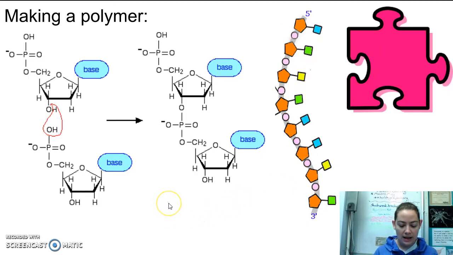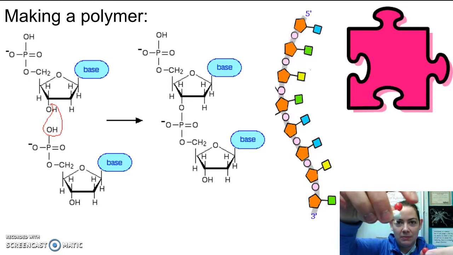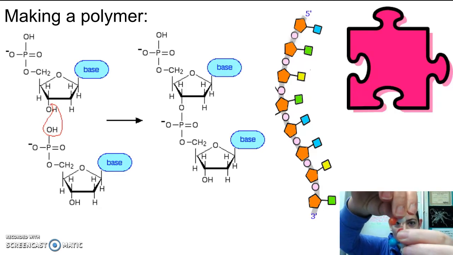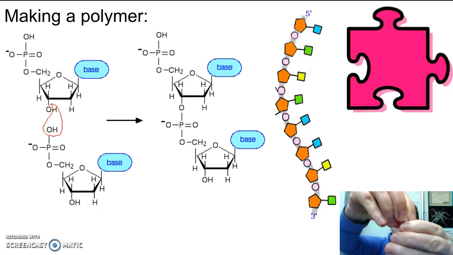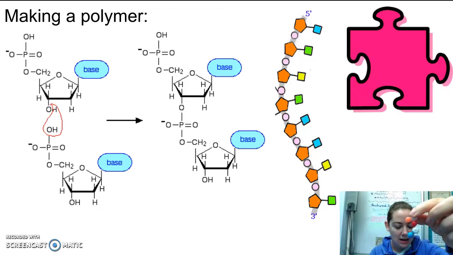So go ahead and do that. Grab your nucleotides. And so your red phosphate on one nucleotide is going to come join up with the sugar on the other. So hopefully you can see this here. Here's my one nucleotide, and that phosphate's just going to come up and pop together. Hey, you polymerized. Good job.